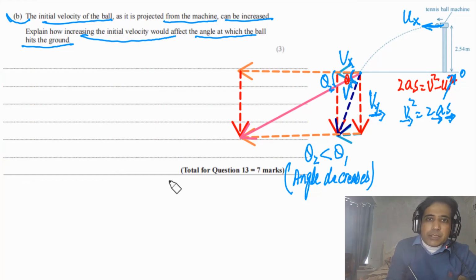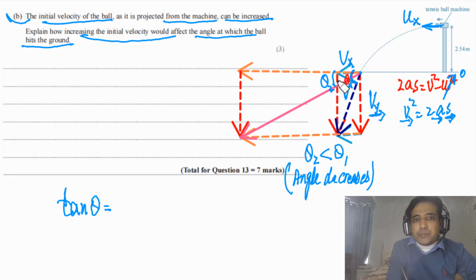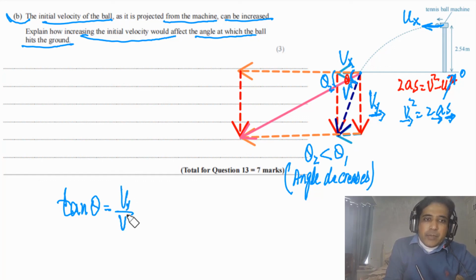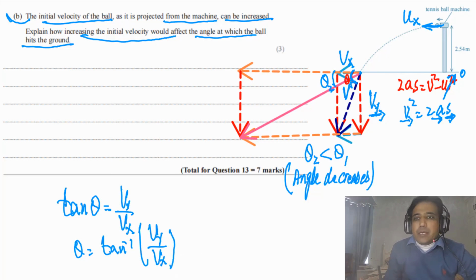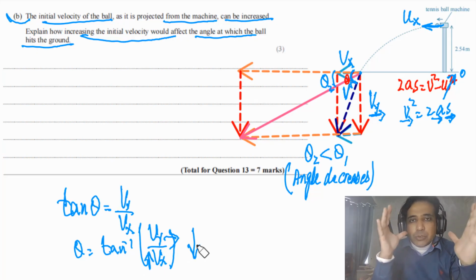We can also understand this one with the help of the tangent of theta. Tangent of theta will be equal to Vy divided by Vx. So from here we can say theta will be equal to tangent inverse of Vy divided by Vx. So in this case this component remains the same. So if this component increases, the angle will go down, the angle will decrease. So these are the points you need to understand.